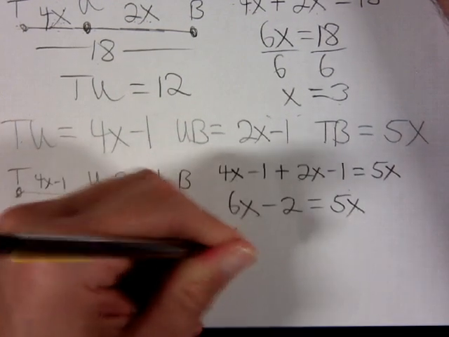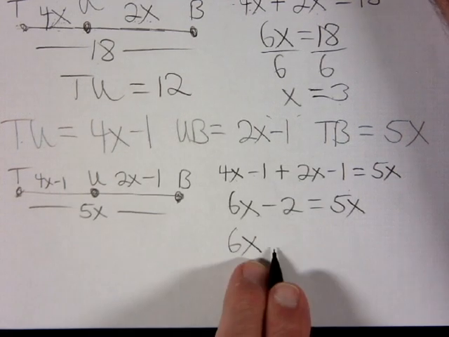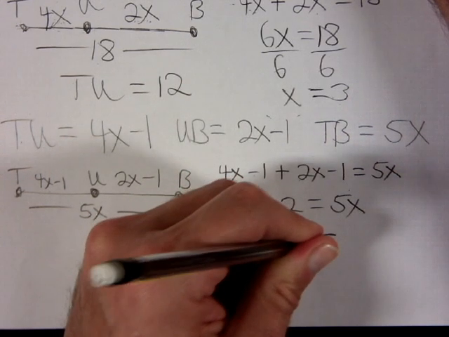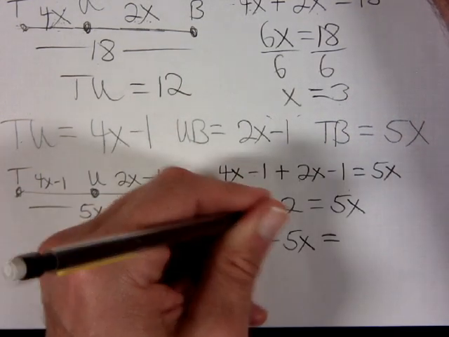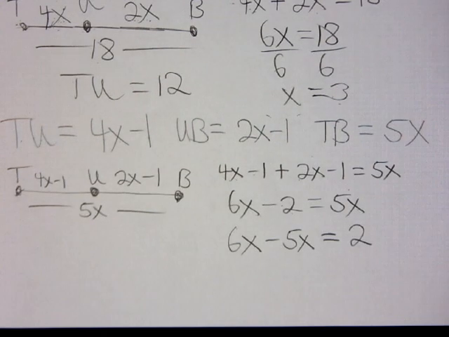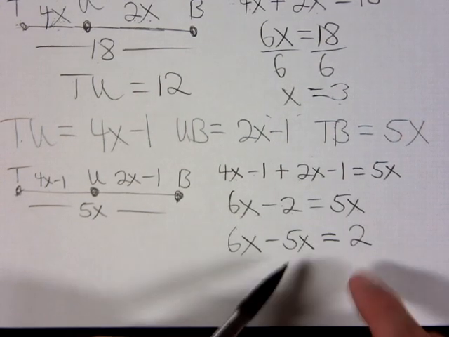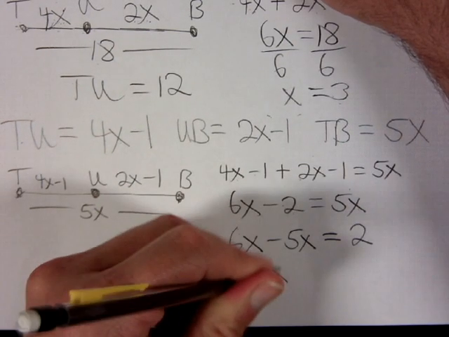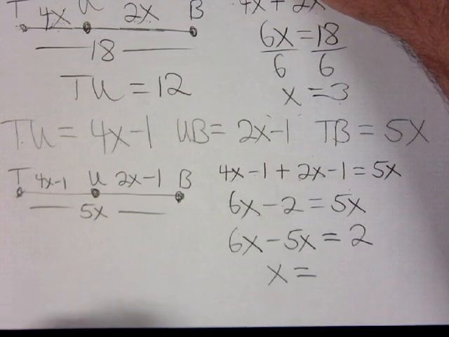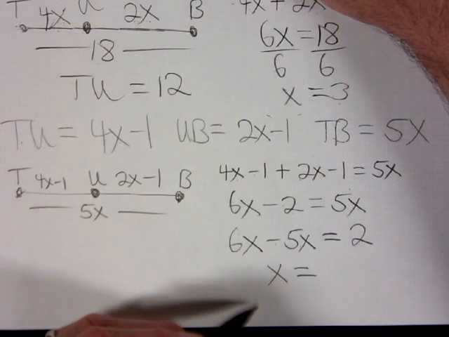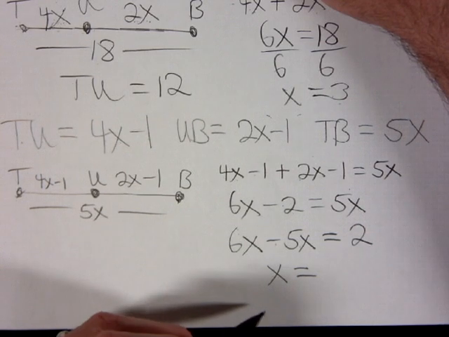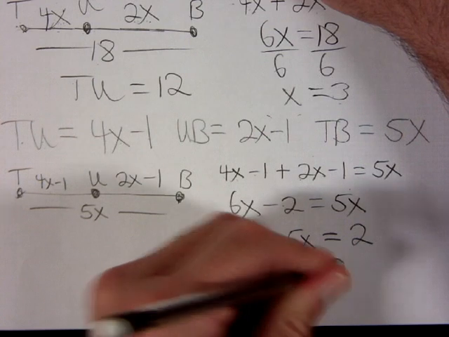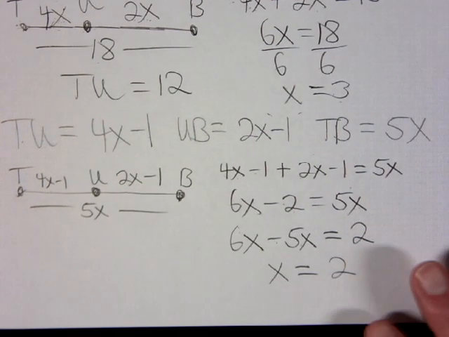So 6x is going to stay put. 5x is going to join it. It's going to change from plus to minus 5x. The 2 is going to the other side. It will change from minus 2 to plus 2. And now moving those two terms gets me closer to what I need to solve for. 6x minus 5x is just x. Remember, 6x minus 5x is 1x. If you just write x, how many is that? That means 1, so you don't have to write the 1 beside it. So that'll be x equals 2. And that's the value for x.